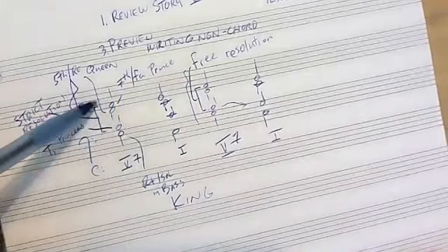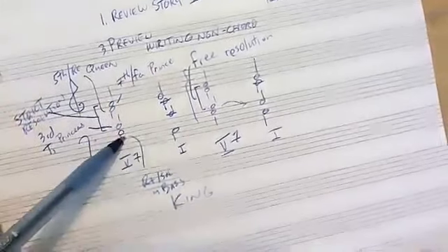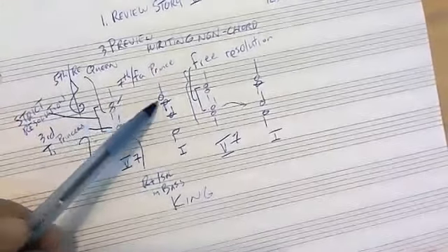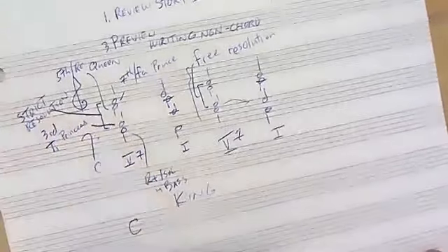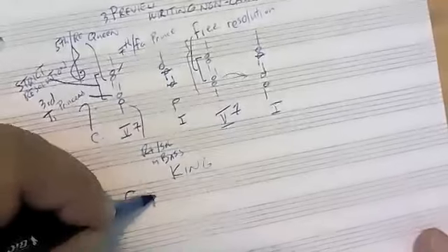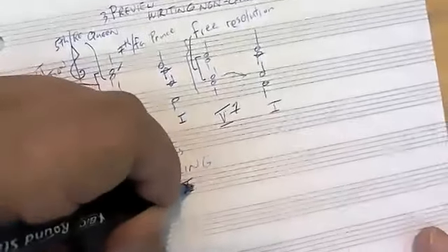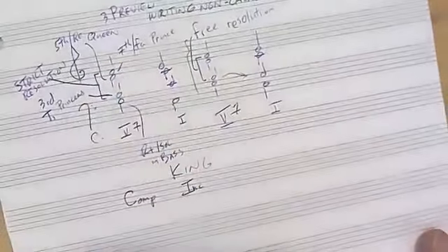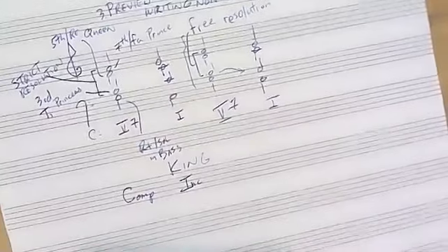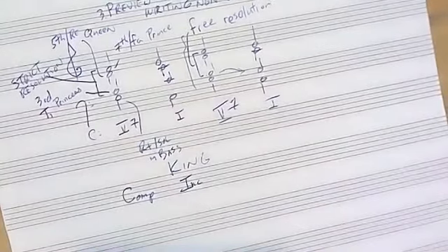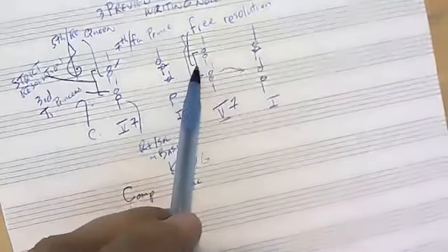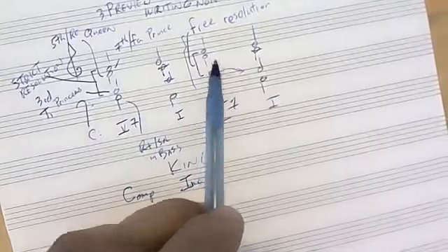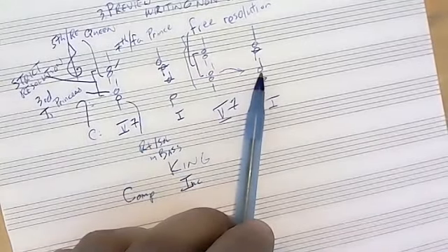If you do strict resolution here, you end up with a root, a root, a root, and a 3rd. So you start with a complete chord here, right? And you end up with an incomplete chord right there. But that's okay, it's a good sound, right? Nice and stable, okay?